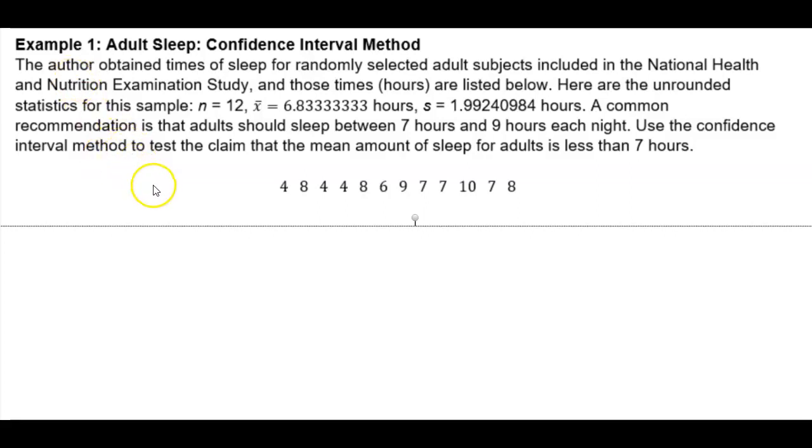Example 1, Adult Sleep Confidence Interval Method. The author obtains times of sleep for randomly selected adult subjects included in the National Health and Nutritional Examination Study, and those times and hours are listed below.